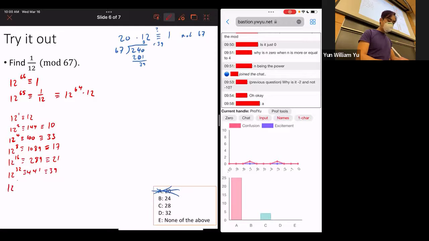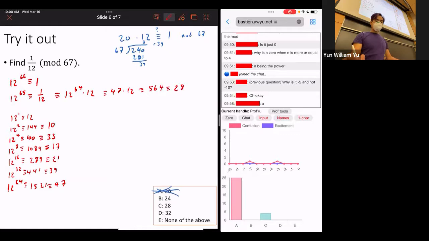So if you keep on going, and this is a little bit painful, but you can keep on going, you should get that this is congruent to 47 times 12, which is congruent to 564, which is congruent to 28. Okay, so this is a little bit painful, but once you have the answer, you should be able to double check.